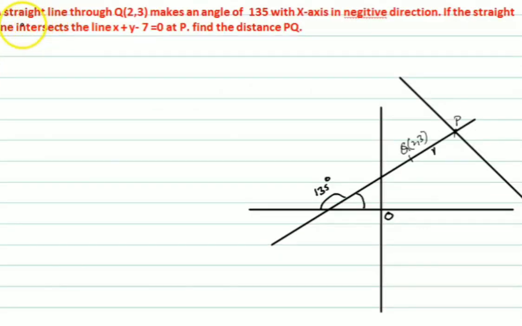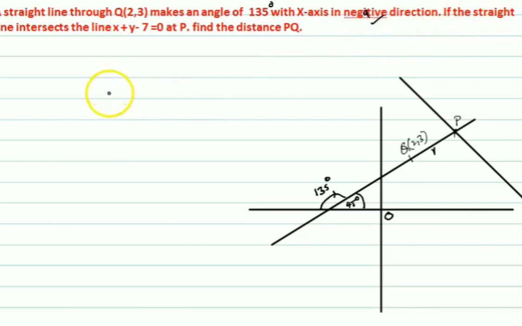Next important problem: a straight line through Q(2, 3). A straight line is passing through Q(2, 3) and makes an angle 135 degrees with x-axis in negative direction. There is a positive direction, there is a negative direction. So it makes an angle 135 degrees in negative direction. Totally 180, so 135 is gone, and the remaining angle is 45 degrees. In positive direction, it is 45 degrees.